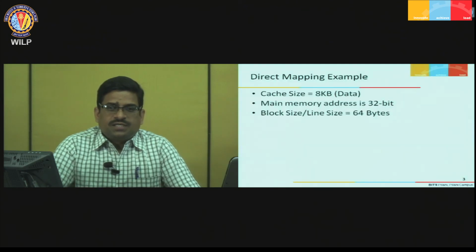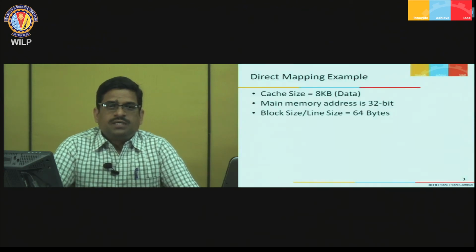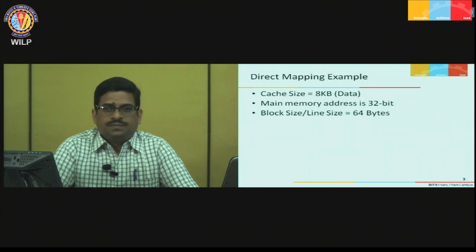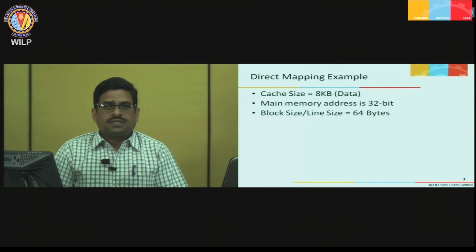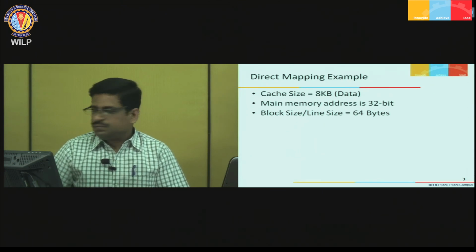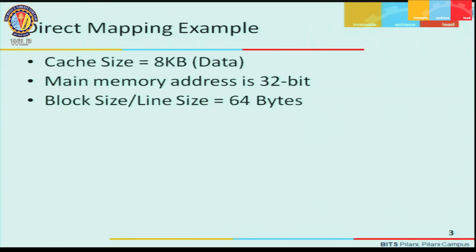In the previous lecture I talked about direct mapping, a one-to-one mapping from main memory to the cache memory. So, let us revise this direct mapping and then try to understand why we need other mappings, or what problems exist with direct mapping. To do this I am taking one example. In this example you can see a few data are given. One is the cache size, and the size is 8 KB of data.